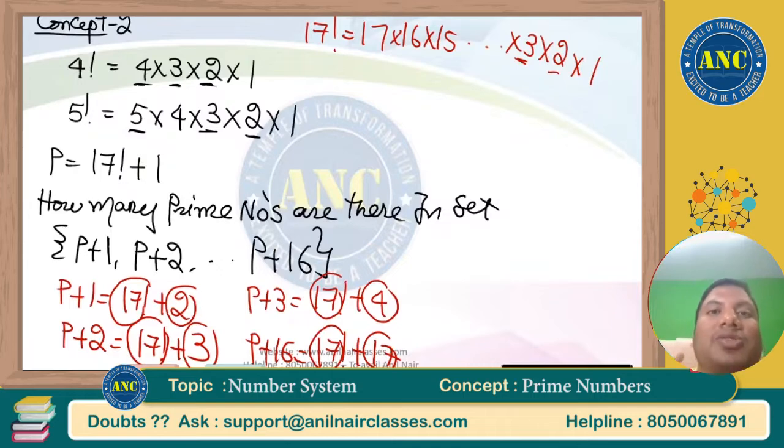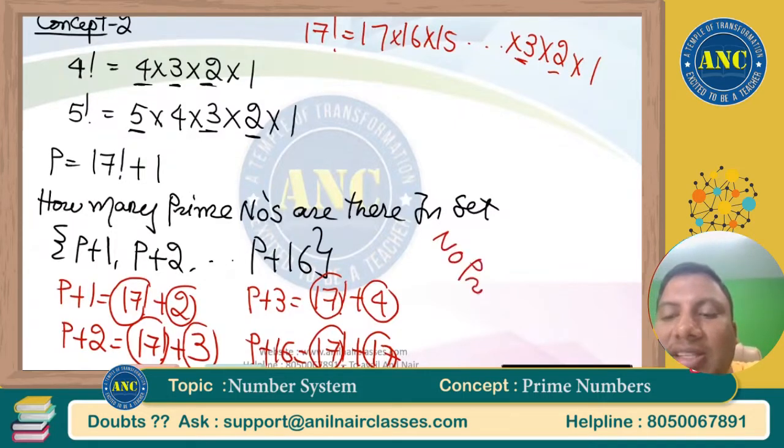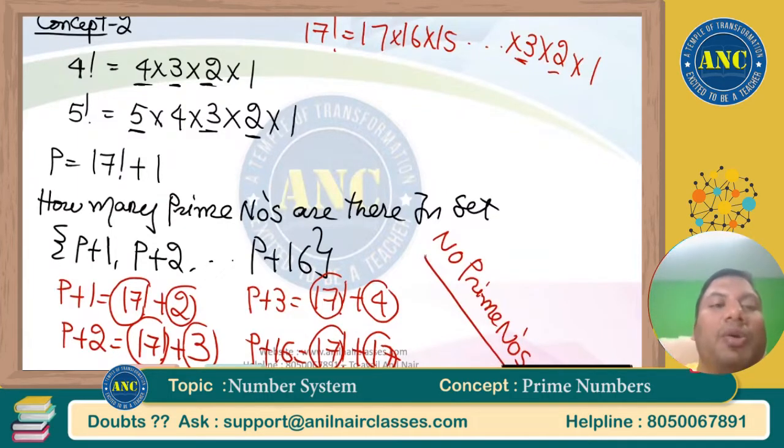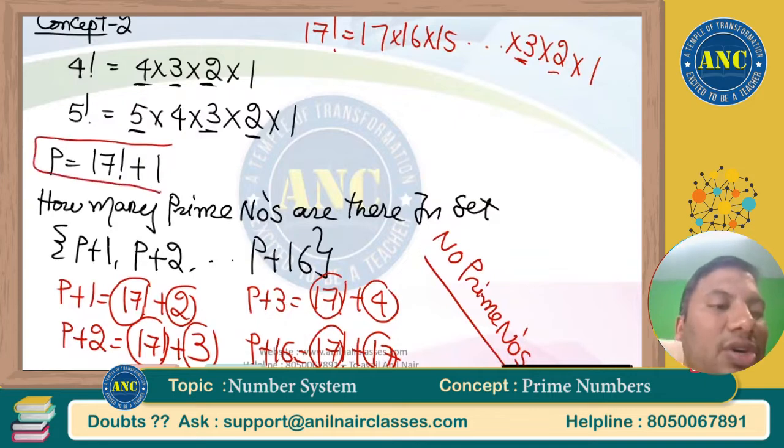First case, P plus 1 is giving an even number. Second, P plus 2 is divisible by 3. P plus 3 is an even number. P plus 16 is divisible by 17. So none of the values is giving a prime number. No prime numbers are there in the set. I hope the logic is clear. Very, very good question, sir.